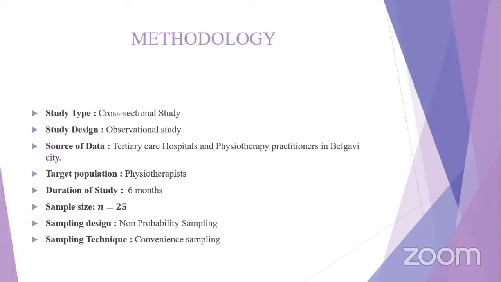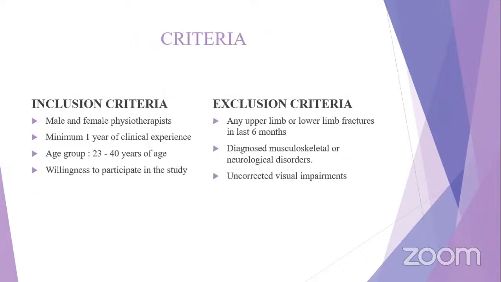The methodology: the study type is a cross-sectional study. Study design is an observational study. The source of data is a tertiary care hospital and physiotherapy practitioners in Belagavi city. Target population is physiotherapists. The duration of the study was 6 months and the sample size was 20. The sample design was non-probability sampling and the sampling technique was convenience sampling.